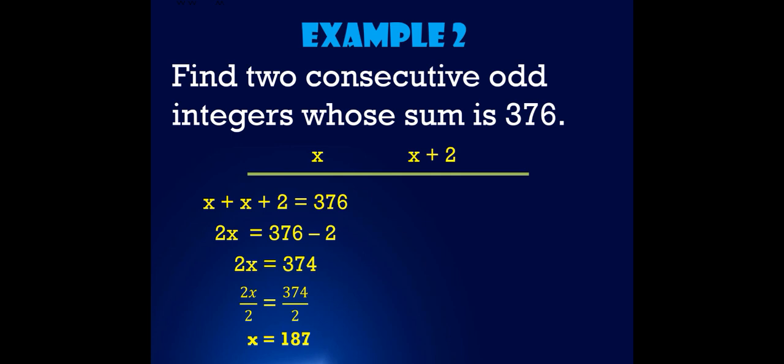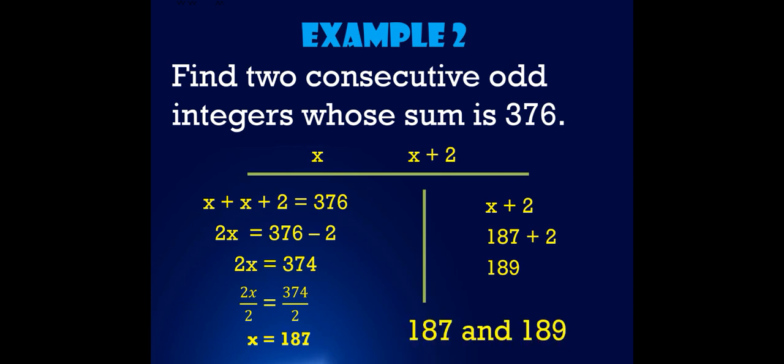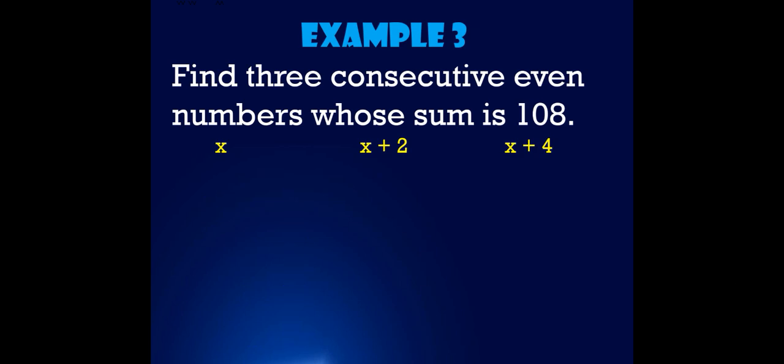So, kung 187 yung ating x, ang kasunod niya na odd number ay 187 plus 2 is 189. So, therefore, ang answer natin ay 187 and 189. So, para ma-check nyo kung tama yung sagot, i-add nyo lang 187 plus 189 is equal to 376. Therefore, we have the right answer.